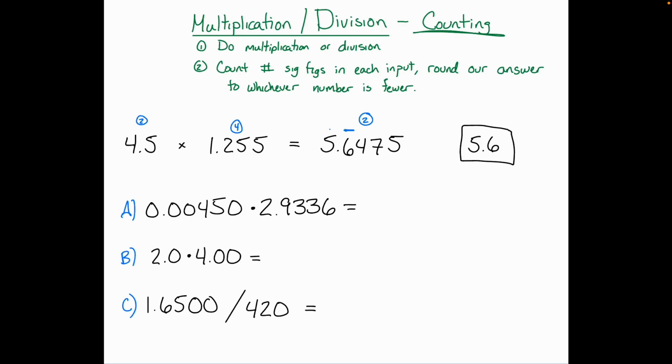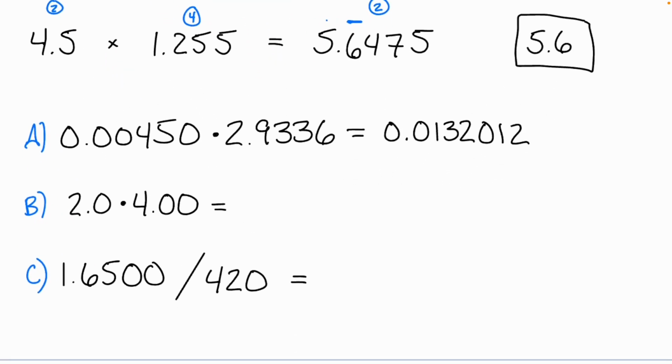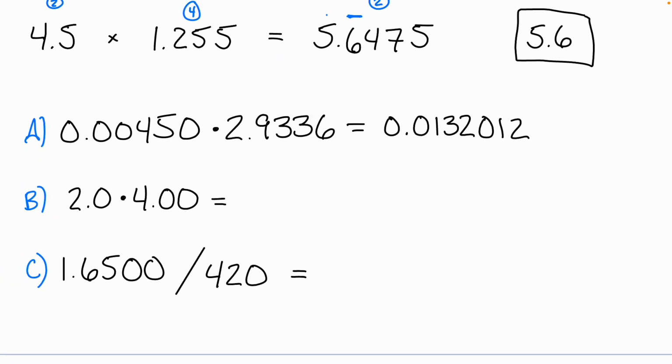So let's do this first one here. Step 1 is to just punch this into your calculator. I get 0.013212. Right? Putting down everything my calculator gives me, but again, the calculator doesn't know anything about sig figs. So now I'm going to go back and apply my sig fig rules, which, again, if I've got one word in my mind, it's counting. I'm going to count the number of sig figs in each input. 450 has 3. 1, 2, 3, 4, 5. All 5 of those count in my second input.